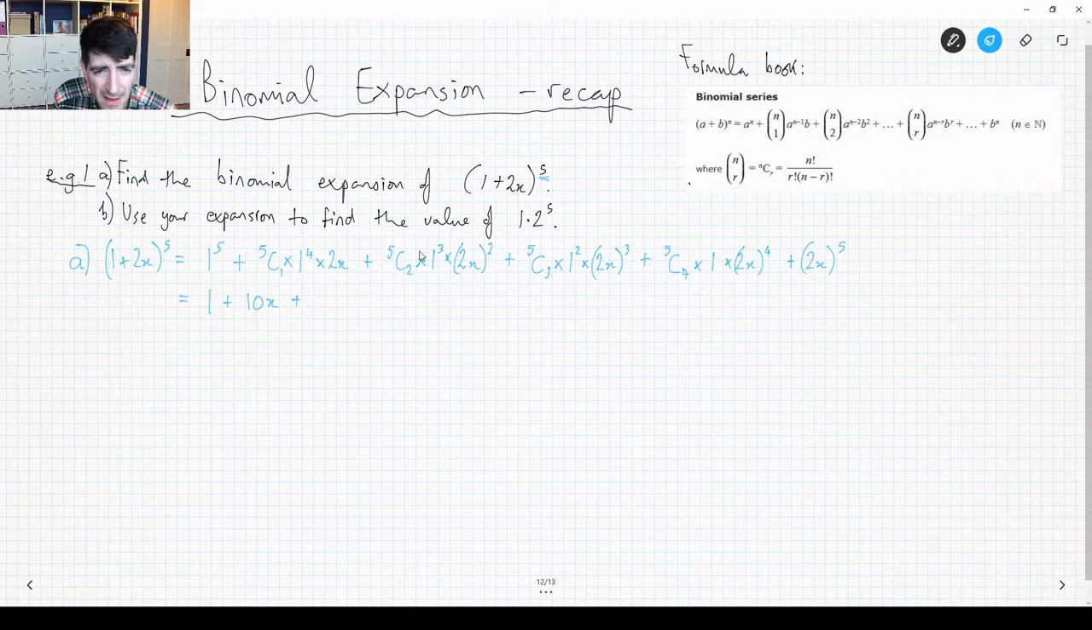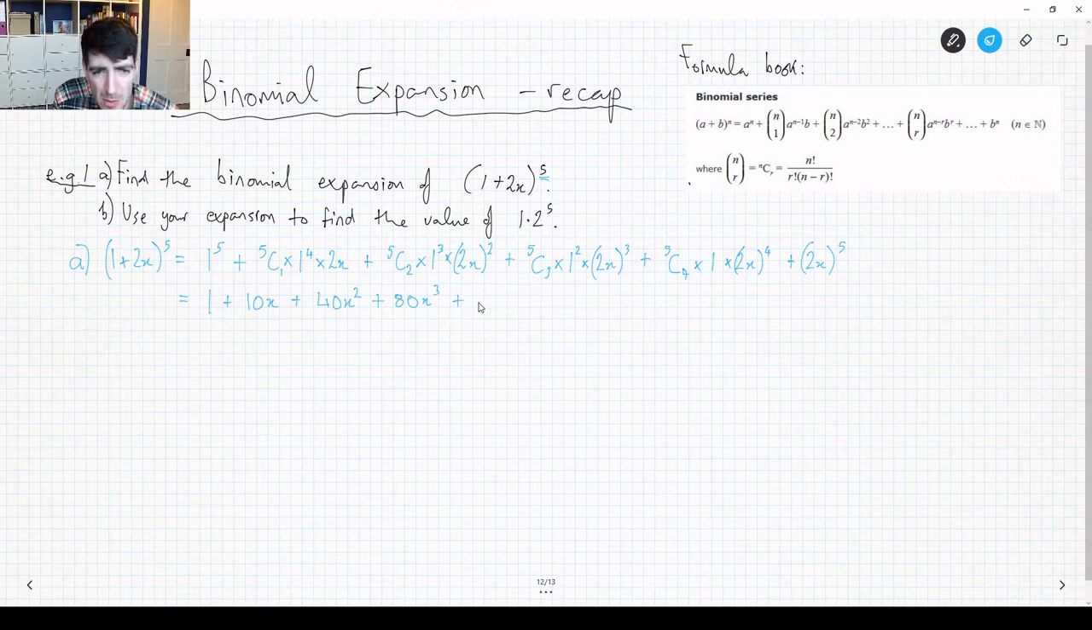And then we've got 10 times 1 times 4x squared, which is 40x squared. And as I say, use your calculator if you're not sure here. 5c2, you need to use the nCr button, which is probably shift and then divide. And then we've got 10 times 1 times 8x cubed, so that's 80x cubed.